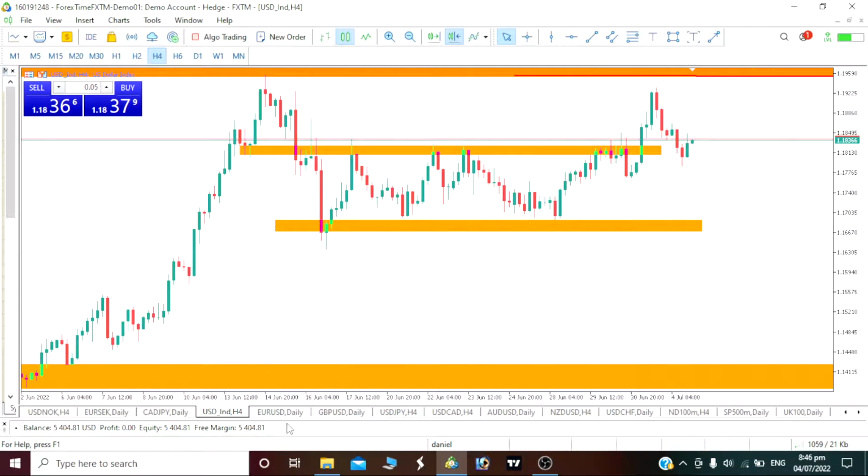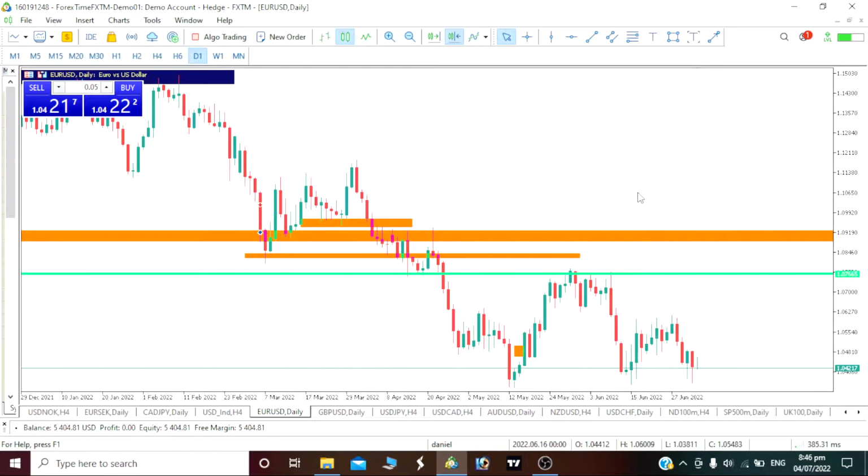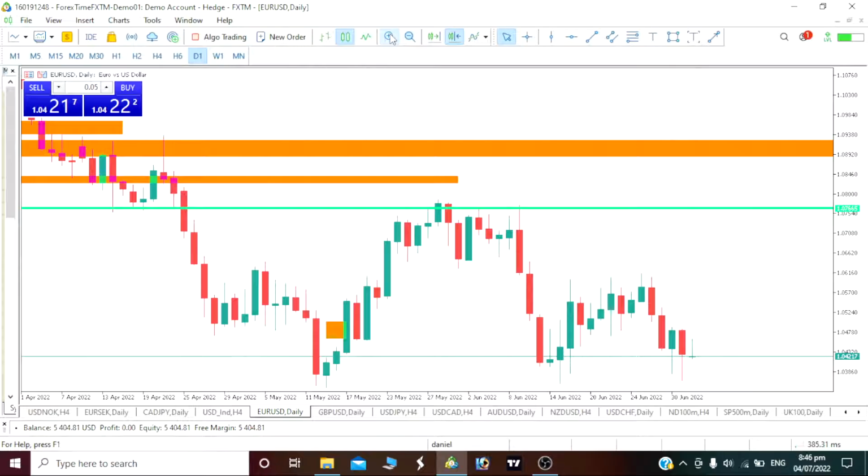Okay, now let's see. We will be analyzing our Euro USD for, let's say, the 5th. So let us see where our Euro USD would be going. As we can see now, before we go, let's highlight our key level.